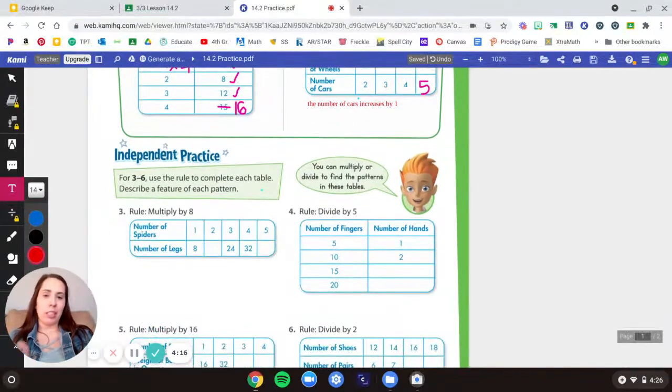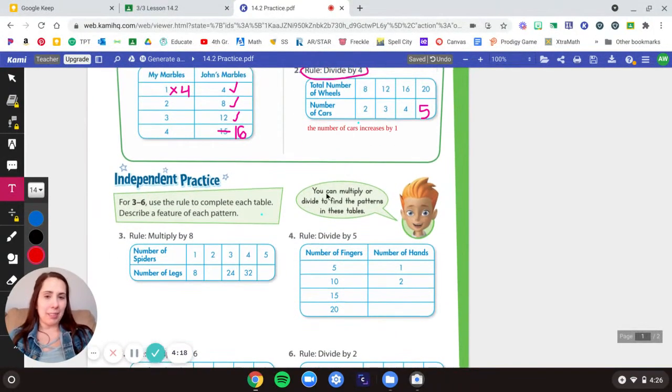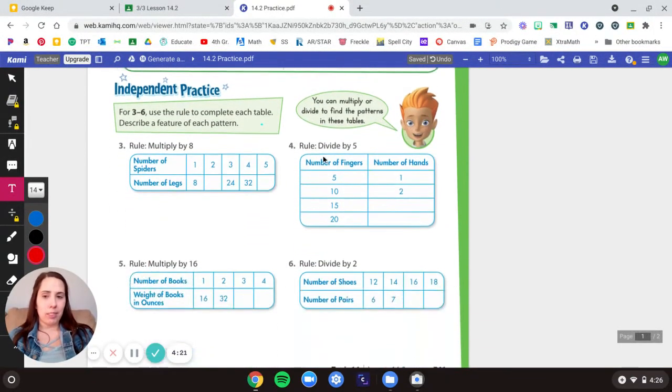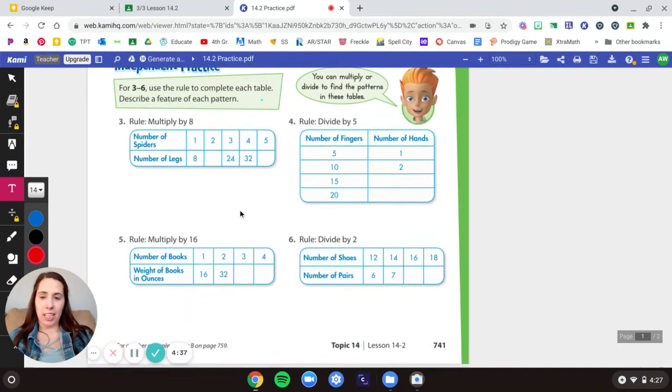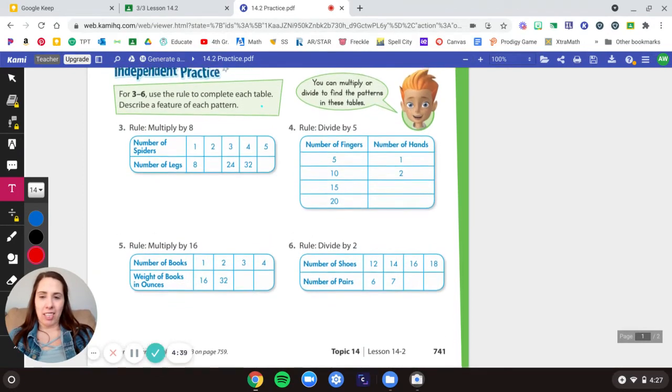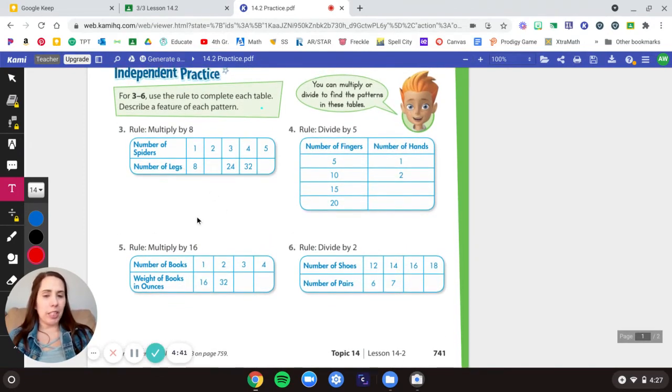All right, so what I want you to do is do that same kind of thing we just did up here. For 3, 4, 5, and 6, use the rule to finish up the pattern in the table, okay? And then describe a feature to tell me about your table. What did you find going on with them? Okay. All right, so go ahead and pause the video while you work on those 4.